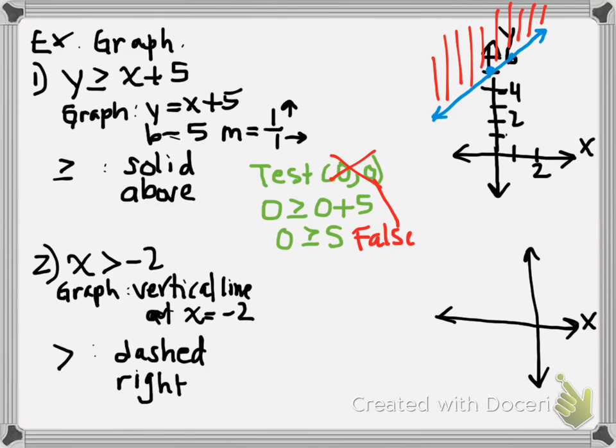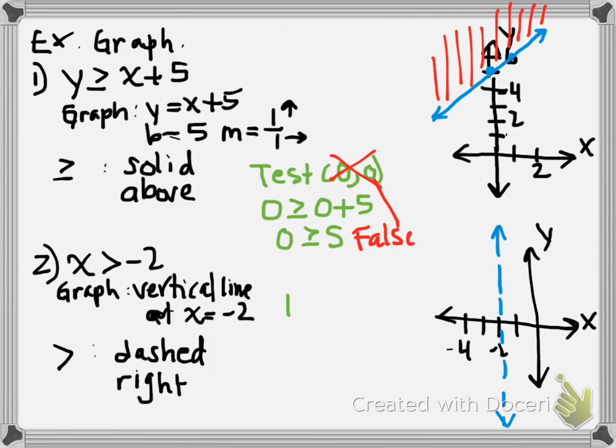And I'm actually not going to put any numbers on my y-axis because I'm not going to graph anywhere on my y-axis. So I'm going to do a dashed line where x equals -2. Now my guess is that I'm going to be graphing to the right.